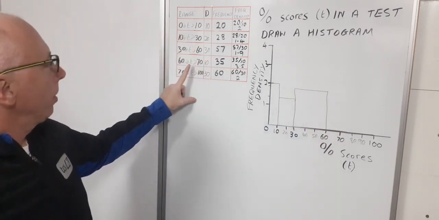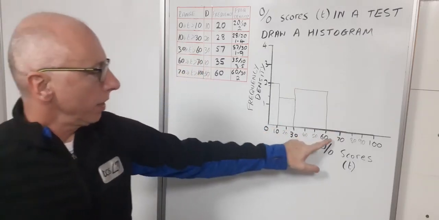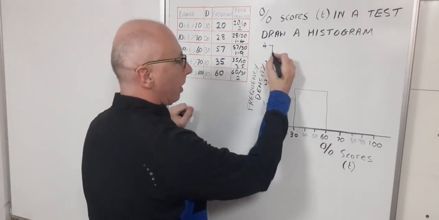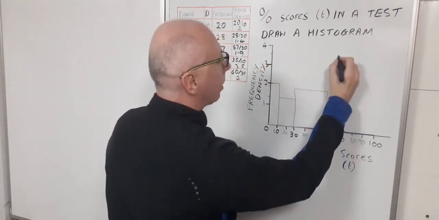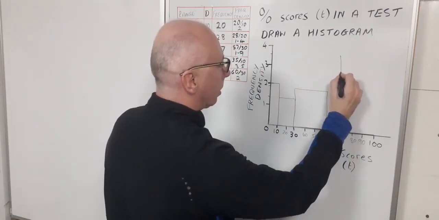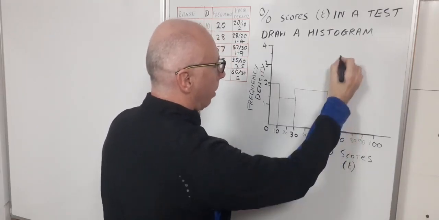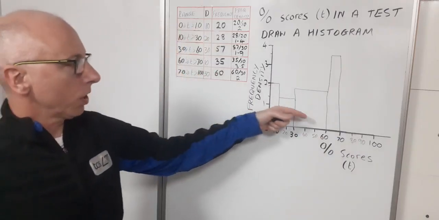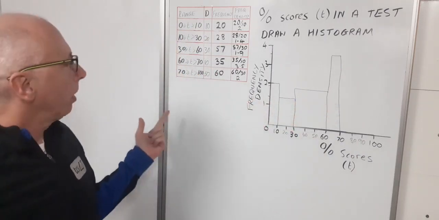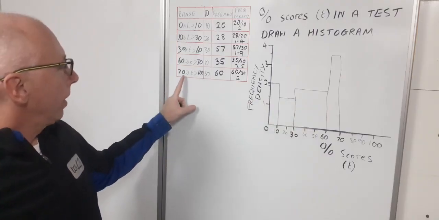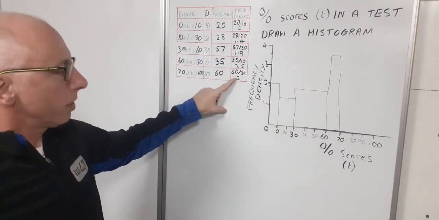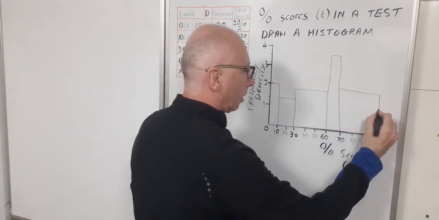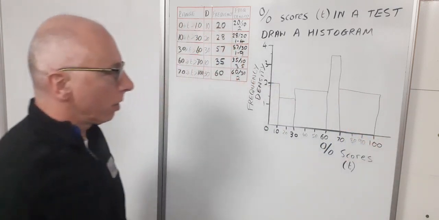Okay, next one, 60 to 70, so that's these two. My frequency density is 3.5, which is about here. So now if I go up to about here, I would recommend using a ruler if you're doing this in your book, but this works fine for me to explain on the whiteboard here. And then the last one, 70 to 100, frequency density is 2. So go along here, and that will complete that.